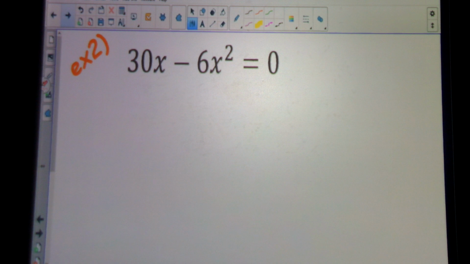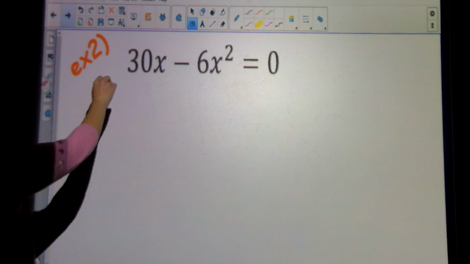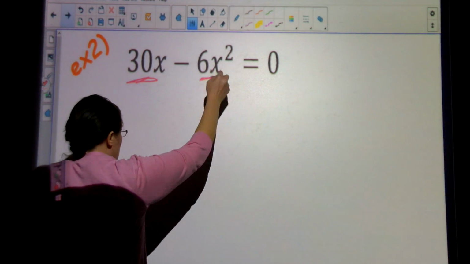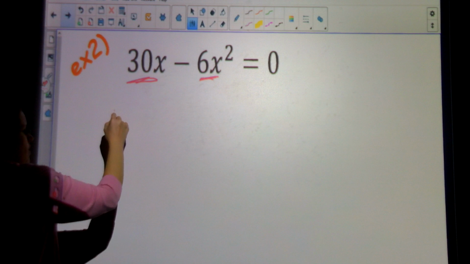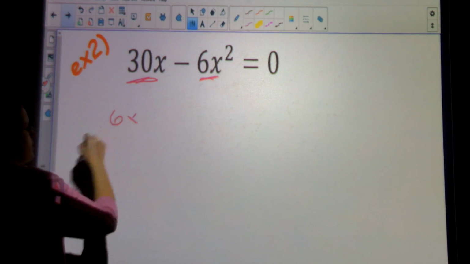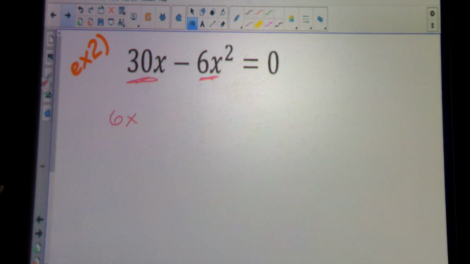Let's try another one. We're going to solve this by taking out a GCF. So look at your two terms. What are both divisible by? Well, 6 will go into both. X will go into both. So I could pull out a 6x, or I could pull out a negative 6x.